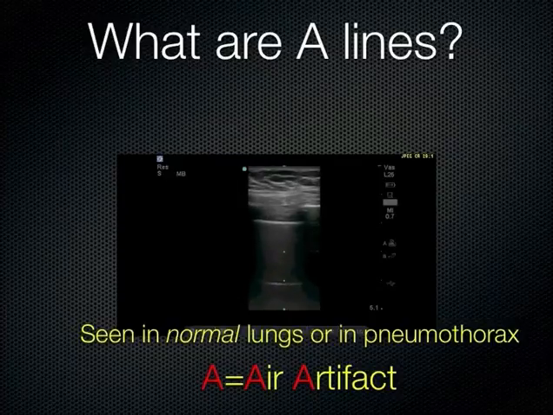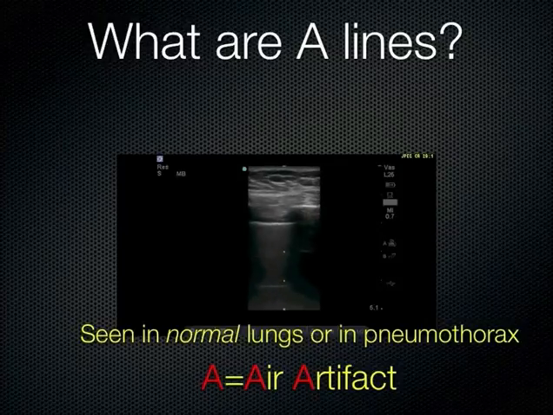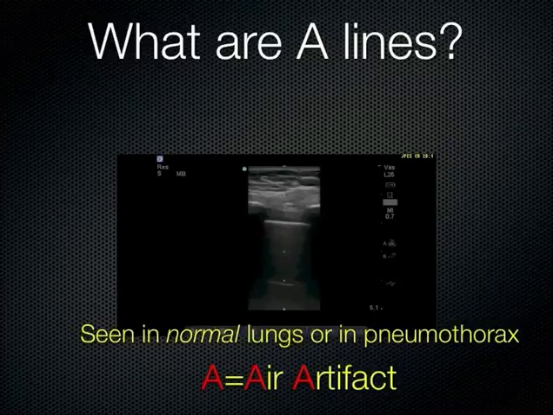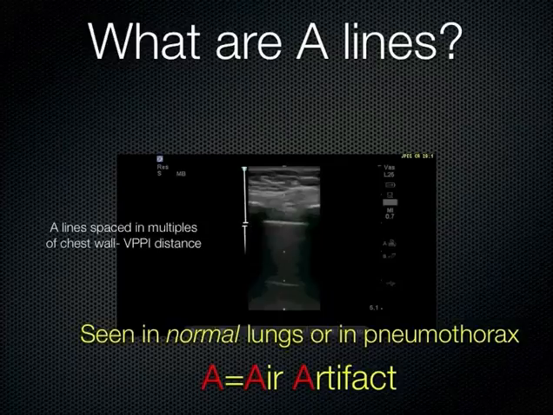And occasionally that resonance goes back to the probe, and the probe sees, well, the signal took a little while longer to get back, so there must be something deeper that's creating that signal. So you will see these repetitive horizontal artifacts, and I'll give you some more examples. You'll also notice that the A lines are spaced equidistant, the spacing from the chest wall down to the VPPI. And if you increase the depth, you'll see that spacing remains consistent throughout.